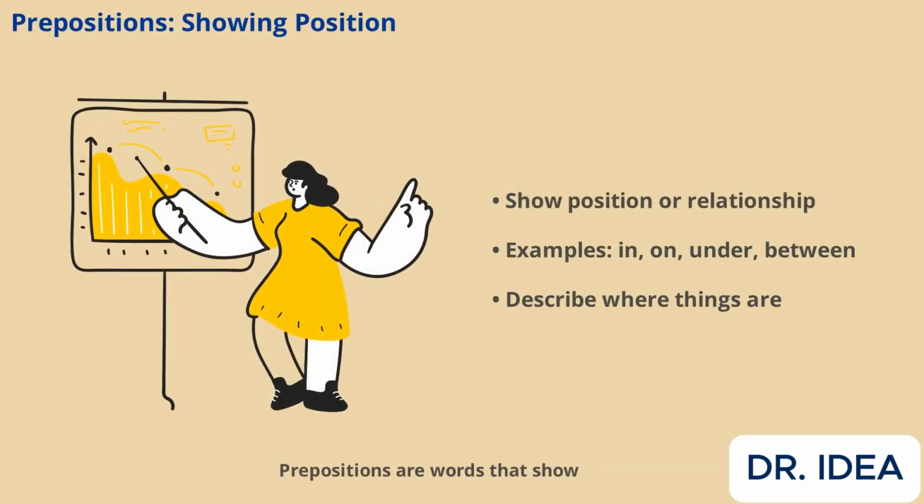Prepositions are words that show the position or relationship between things. Examples include in, on, under, between, beside, and inside. For example, the book is on the table or she walked across the road. Prepositions help us describe where something is or how things are related. They are small but very important for clear communication.